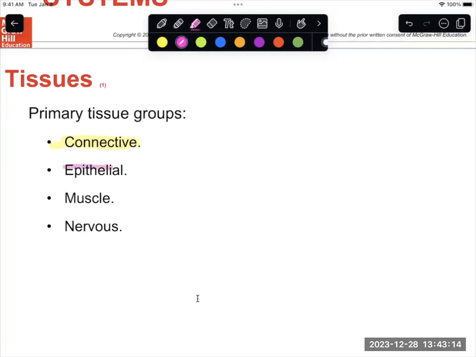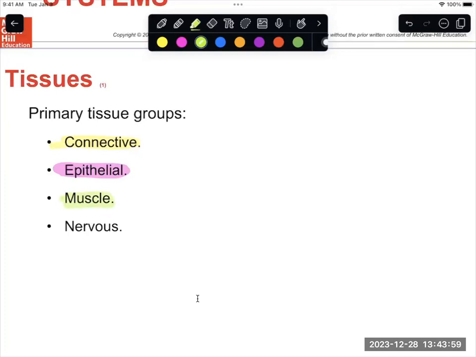Our next tissue type is epithelial. Epithelial tissue protects, secretes, absorbs, and excretes. So, some examples of epithelial would be your skin. Glands, like sweat glands. Muscle. So, muscle controls movement.